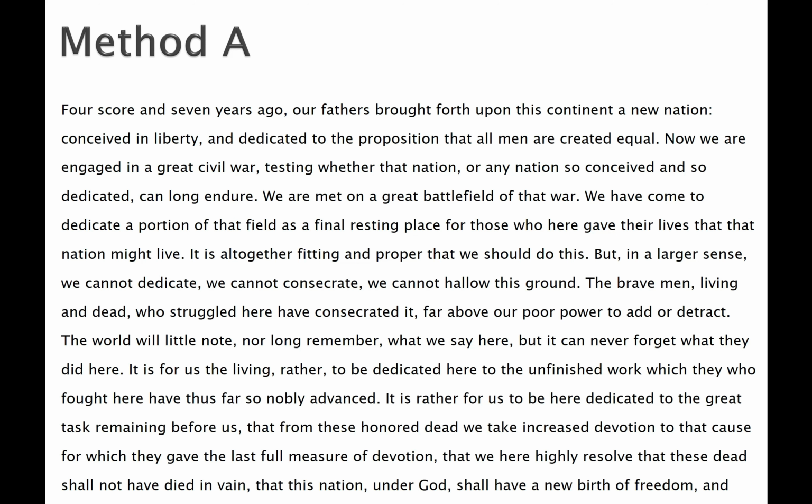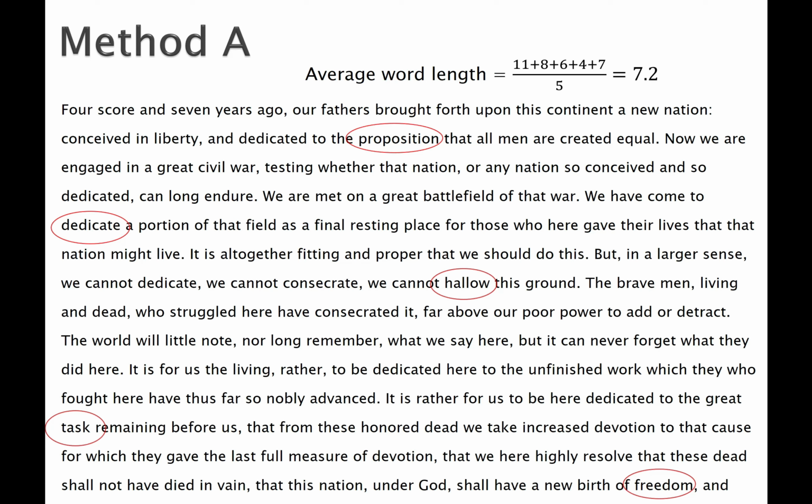So one way that we could do it is just to circle any old word that we want to include in the sample, whichever words jump out to us. So this is what I saw just when I kind of looked at it. These are 5 words that jumped out to me. So then I'm going to take each word, count the number of letters. So proposition has 11 letters, dedicate has 8, and so on. And I'm going to find the average word length. So this comes out to be 7.2 letters per word.